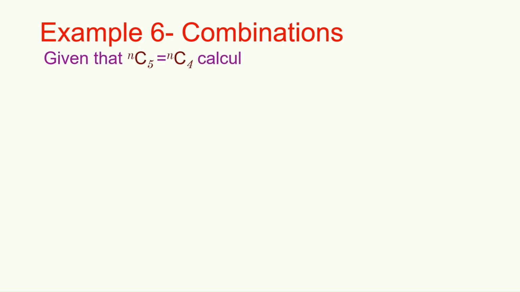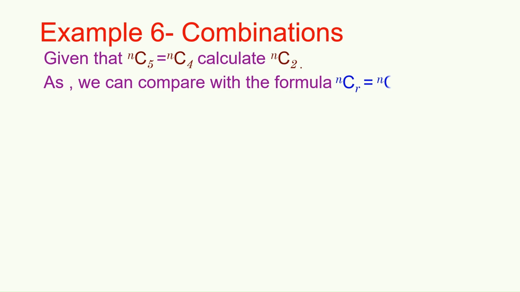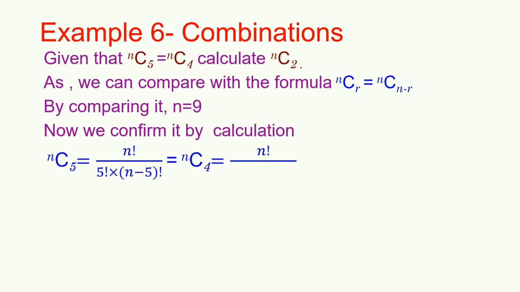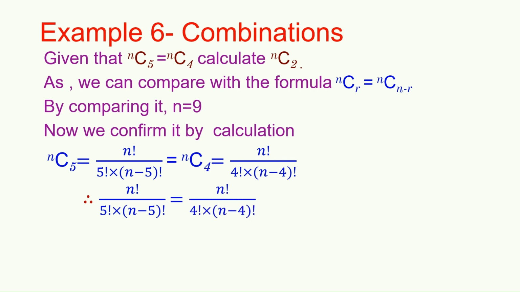Example number 6. Given that nC5 equals nC4, calculate nC2. As we can compare with the formula nCr equals nC(n minus r), by comparing it, n equals 9. Now we confirm it by calculation. nC5 equals factorial n divided by factorial 5 times factorial n minus 5, which equals nC4, equals factorial n divided by factorial 4 times factorial n minus 4.